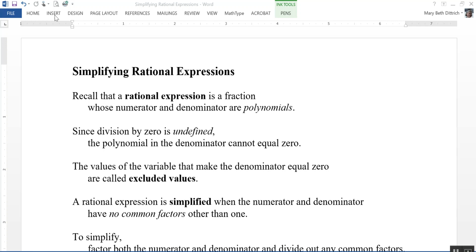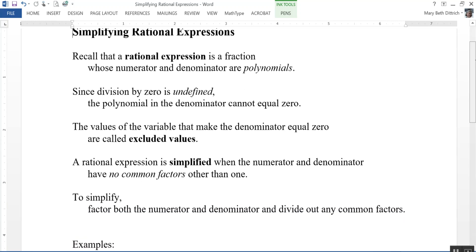This video is on simplifying rational expressions. Recall that a rational expression is a fraction whose numerator and denominator are polynomials. Since division by zero is undefined, the polynomial in the denominator cannot equal zero. The values of the variable that make the denominator equal zero are called excluded values.